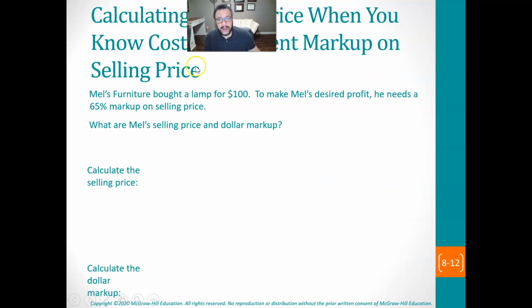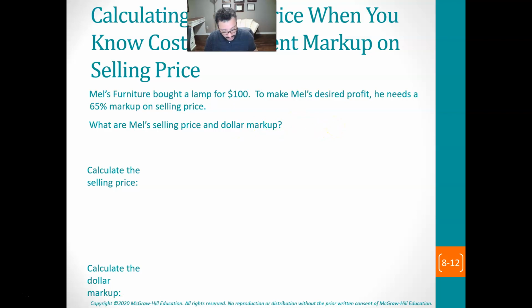Calculating selling price when you know the cost and percent markup on selling price. Don't worry about what these things say. Just look at it as wanting to fill in the blank here. Mel's Furniture bought a lamp for $100. To make a desired profit, he needs a 65% markup on selling price. What are the selling price and dollar markup?